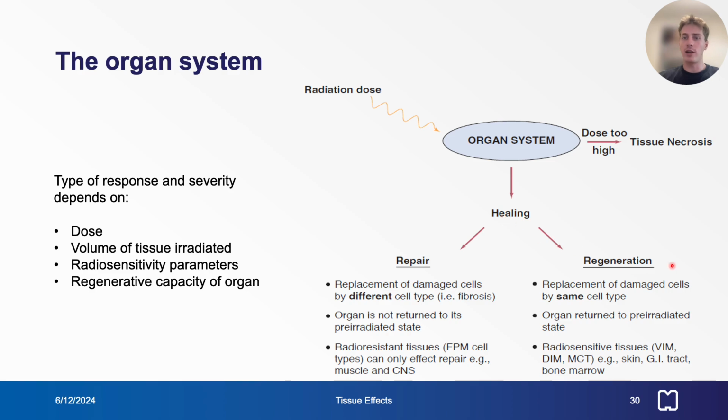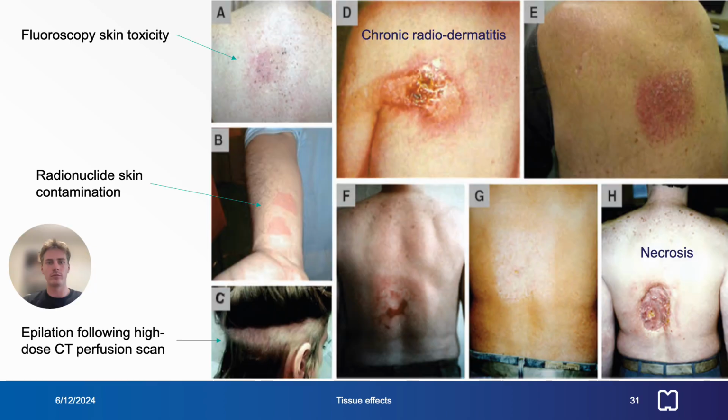Otherwise, regeneration can occur, and this is a replacement of damaged cells by the same cell type, so the organ can return to its pre-irradiated state. Now, you can see here some of the radiation-induced effects on the skin, which are pretty grim. Radiation-induced skin damage is the most commonly encountered tissue reaction following high-dose, image-guided interventional procedures.